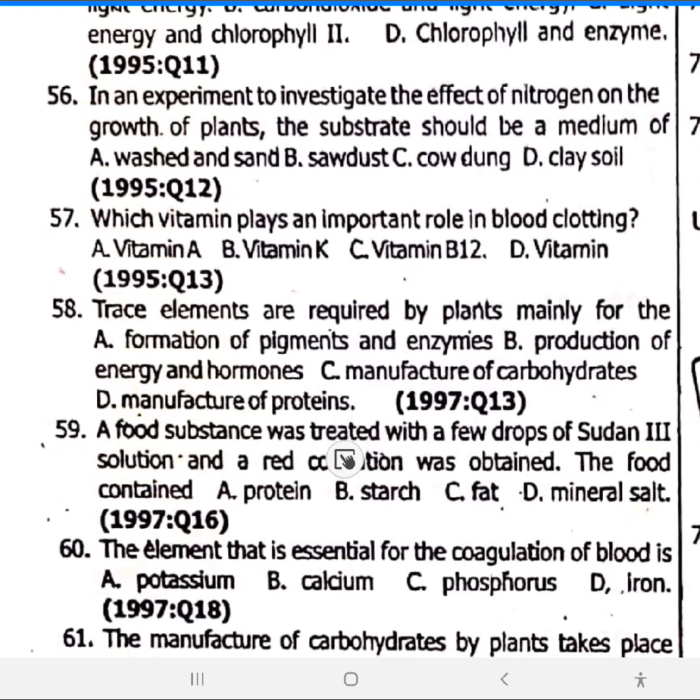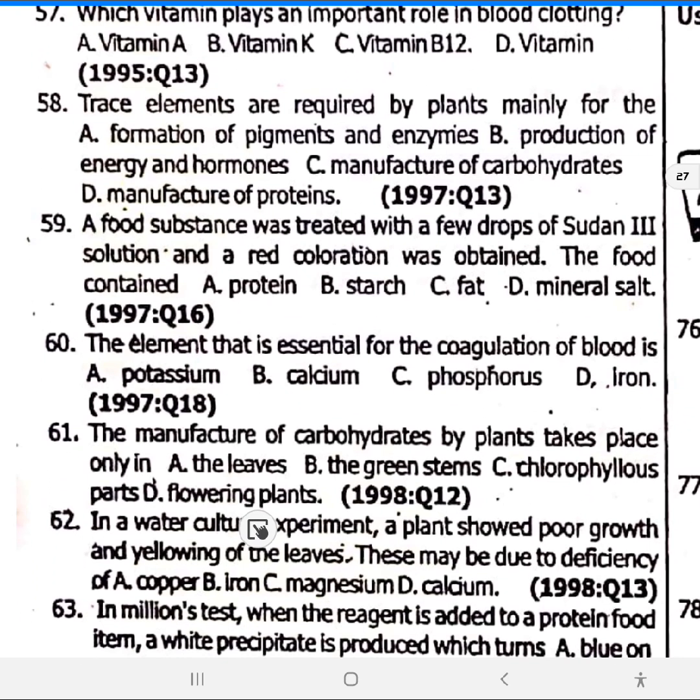Food substances are treated with a few drops of Sudan 3, which tells you about fat and oil, and a red coloration was obtained. The food is probably a fat. 59 is C, don't forget. 60, an element essential for coagulation of blood is calcium, option B. 61, the manufacture of carbohydrate by plant takes place only in the chlorophyllous part of the plant, option C.